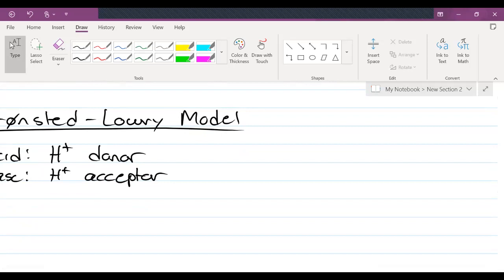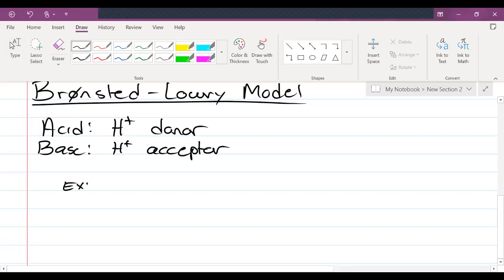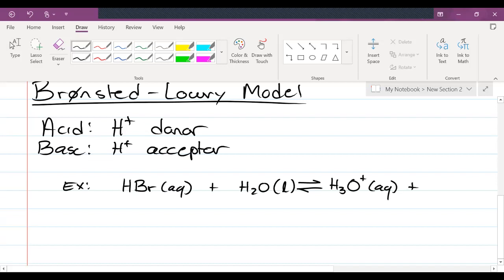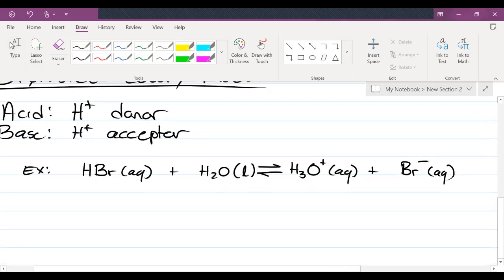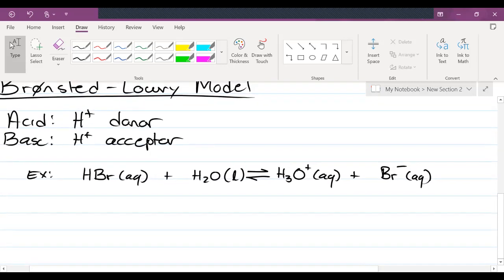Let's try one. You ready? Here's an example. Okay. This is going to be the start of what I hope is your understanding of conjugates, and this is what your homework is on tonight.